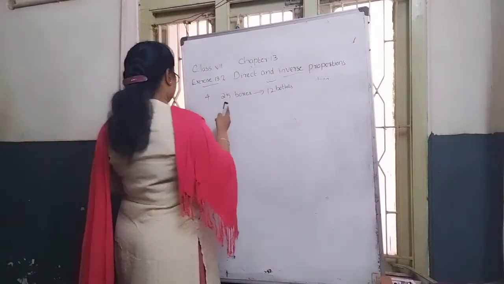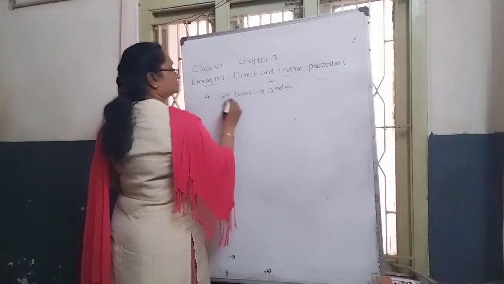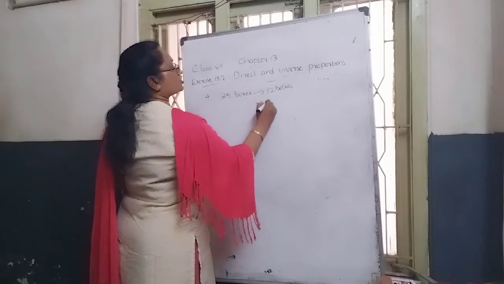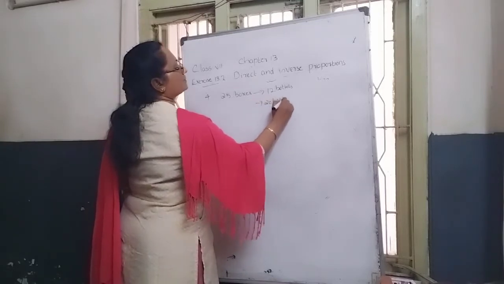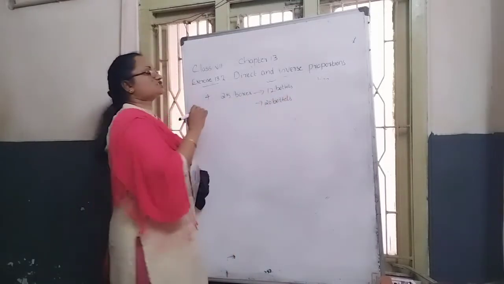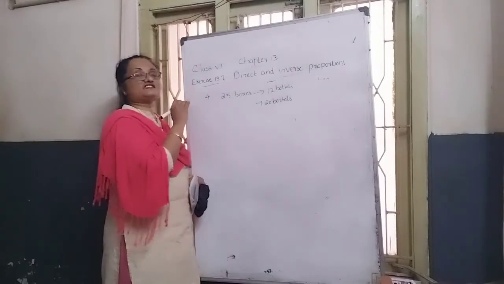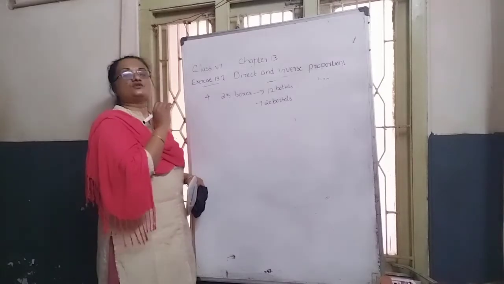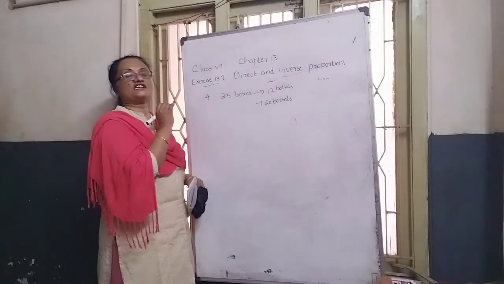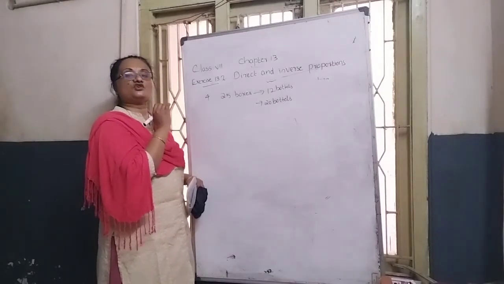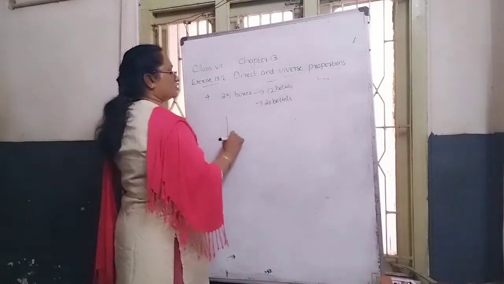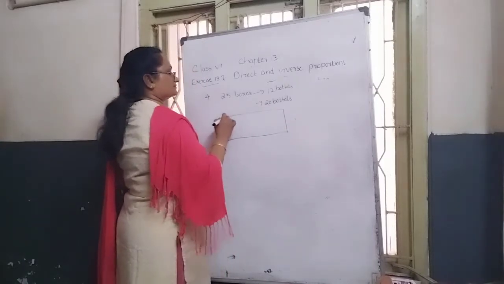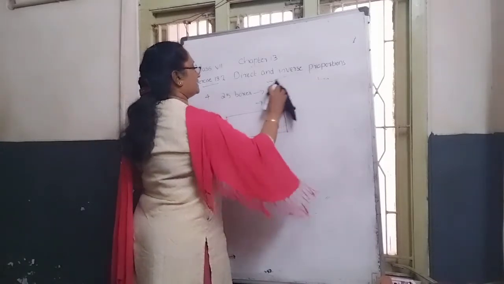Suppose the number of boxes we don't know, and it is given as 12 bottles per box. Suppose we keep a number of bottles in the boxes, that means how many boxes are required for keeping them. That is the meaning of this question. How many boxes are required for keeping 20 bottles? So how to find out?